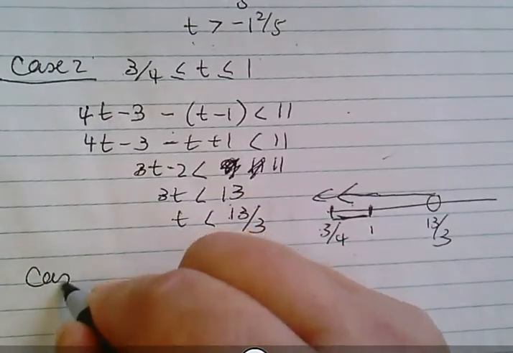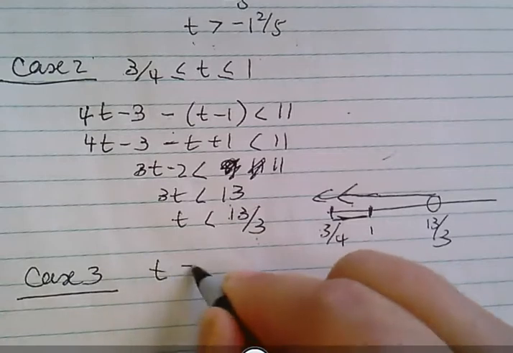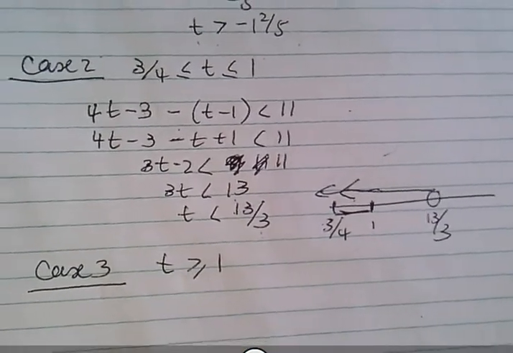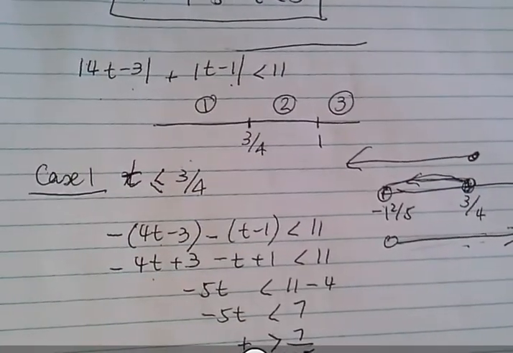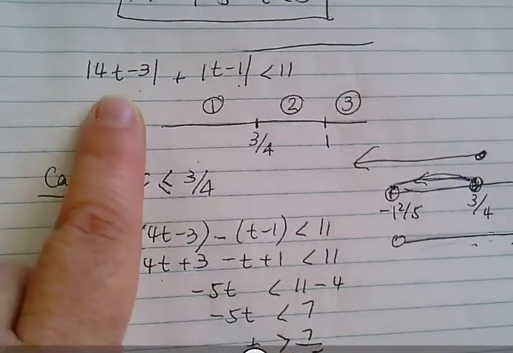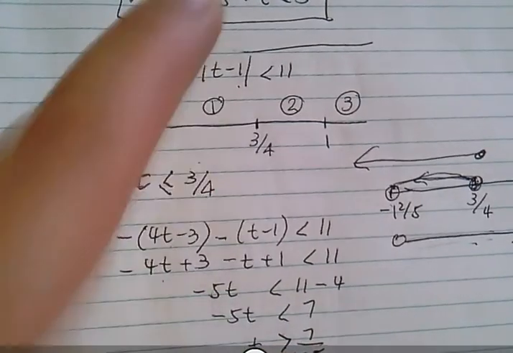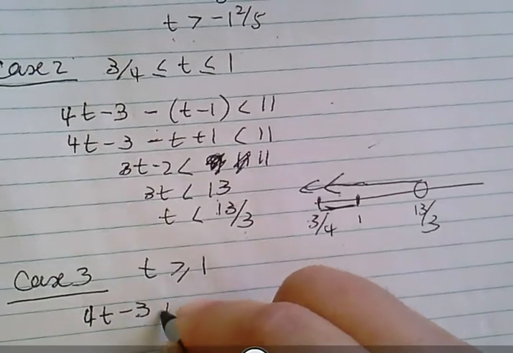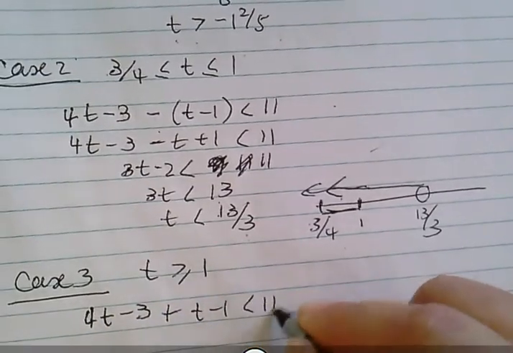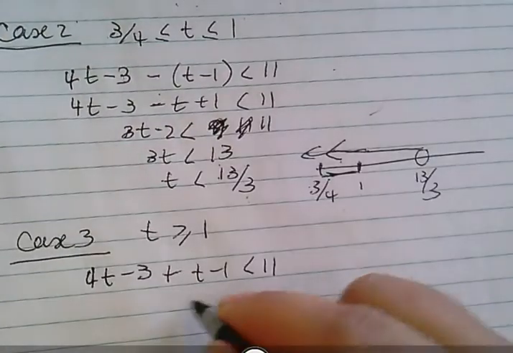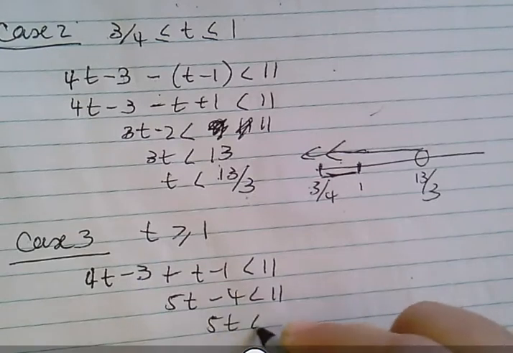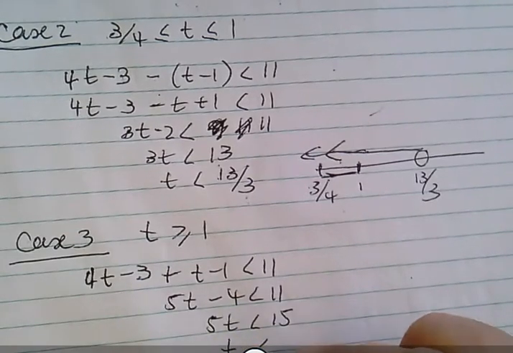I'll draw it all out in a diagram in a minute. Case 3 is t greater than or equal to 1. And I think we get positive for both those. If t was 2, that would be positive. So they're both positive, so we've got 4t minus 3 plus t minus 1 is less than 11. So we've got 5t minus 4 is less than 11, 5t is less than 15, t is less than 3.